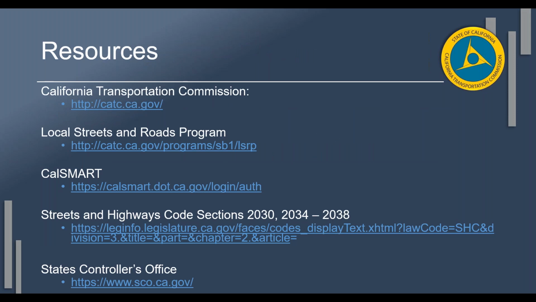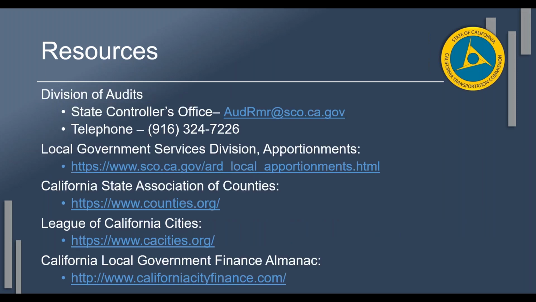And here are all of your resources. You have the CTC's main website, local streets and roads program, CalSmart, the streets and highways code sections that are applicable to the program, state controller's office website, the Division of Audits and their specific email for the RMRA Local Streets and Roads Fund program, and their telephone number, the local government services divisions for apportionments. Just make these people your best friend. California State Association of Counties, the League of California Cities, as well as the California Local Government Finance Almanac.